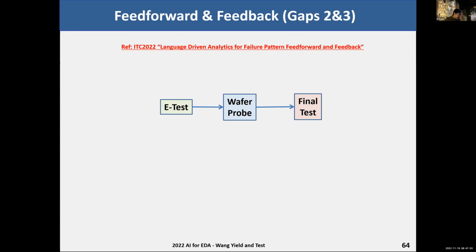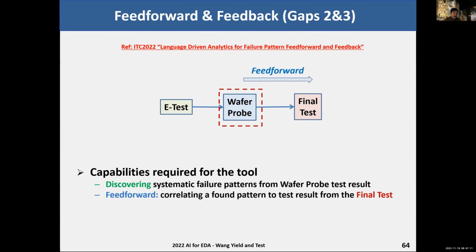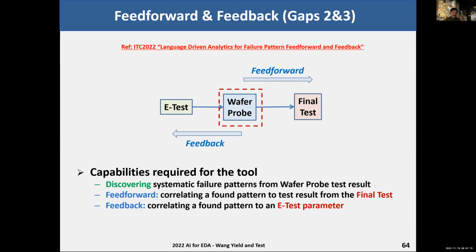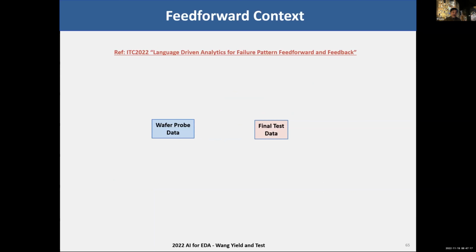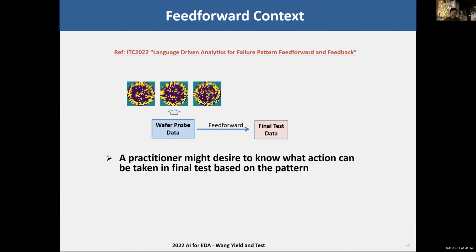What the practitioner is asking for is a tool with 3 capabilities: discovering the pattern from wafer probe, correlating the found pattern to the final test, and then correlating the found pattern to the e-test. So let me give you some examples of the feed-forward context. Suppose at wafer probe we found these 3 wafer maps showing these patterns. That's not enough. We want to know what the correlation with the final test is.